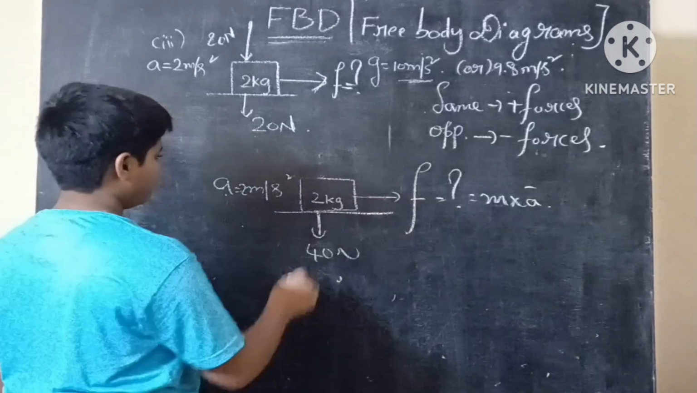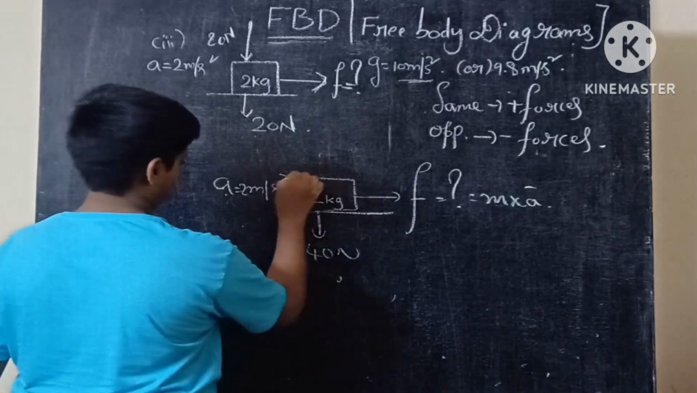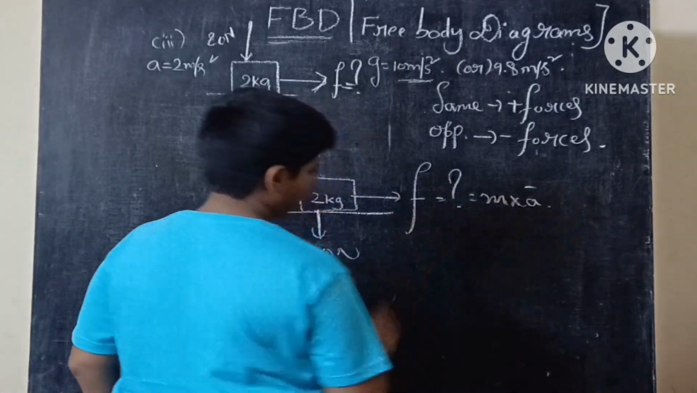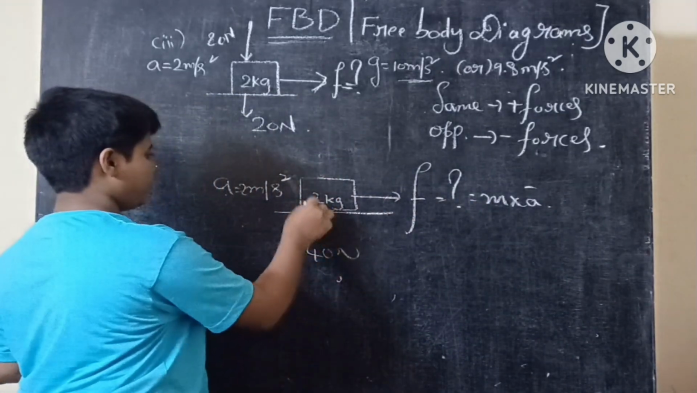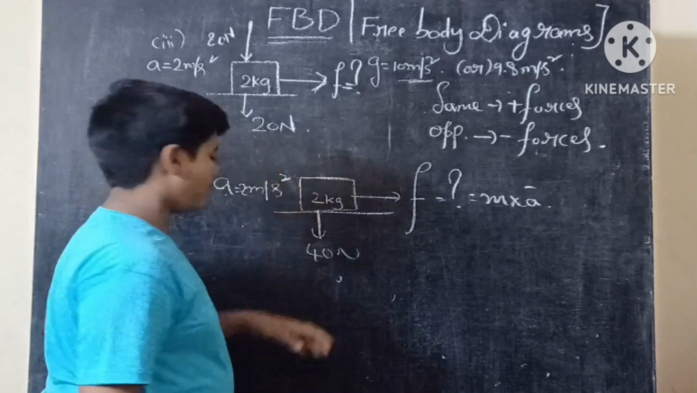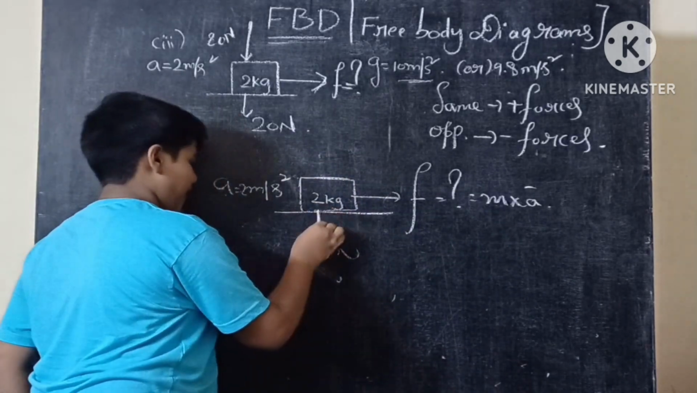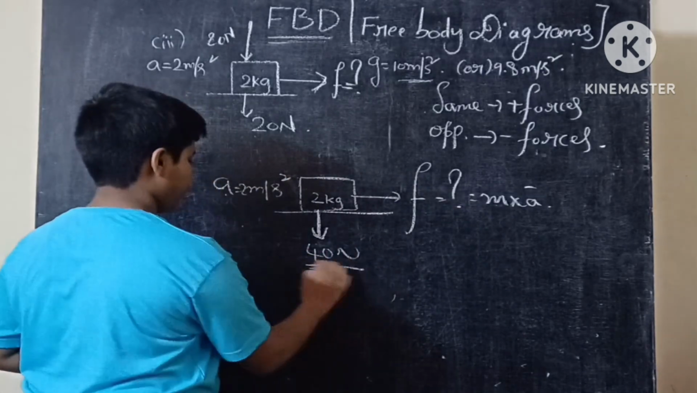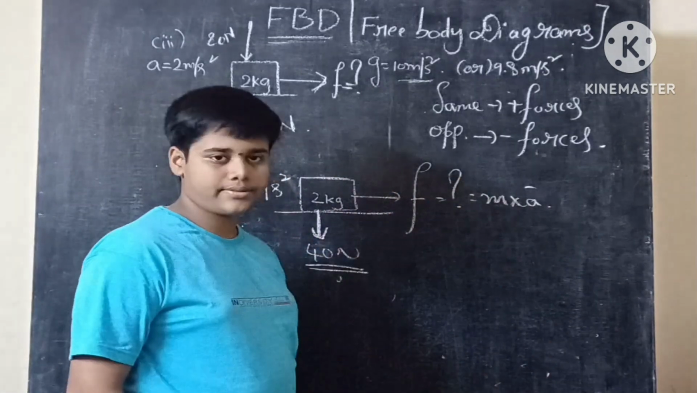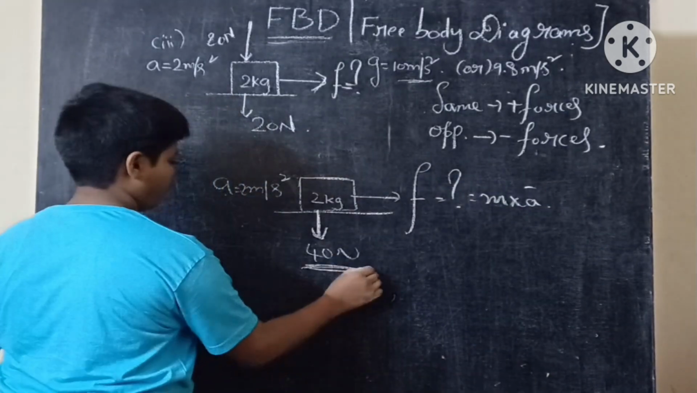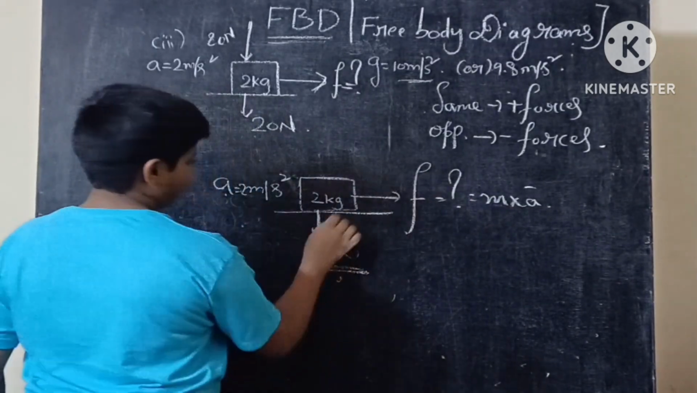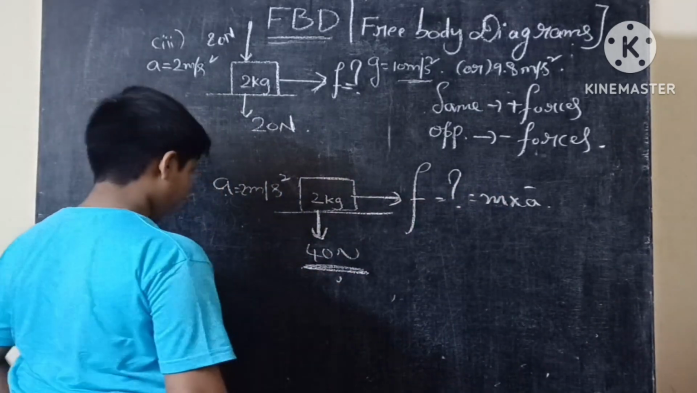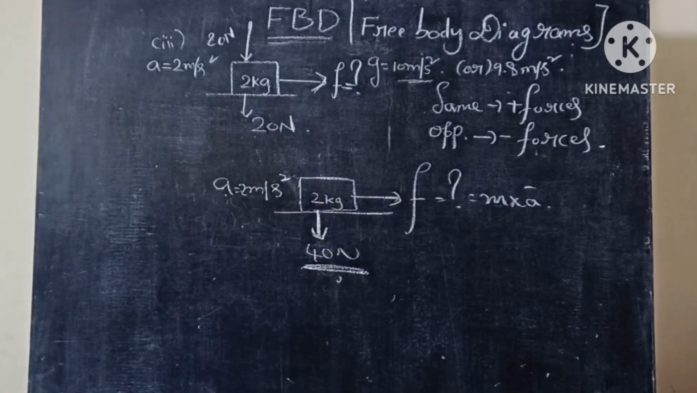Opposite direction means we have to subtract the forces. Okay, so acceleration is 2 meter per second square, and downward is 40 newtons, and they are asking to find the force. Here, very important point, the gravity, which is nothing but 40 newtons, has no effect for pulling this body towards like this. So we can eliminate this force.